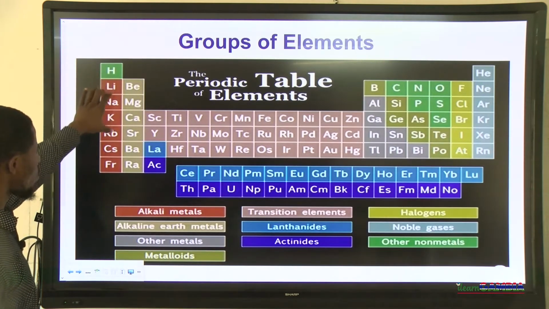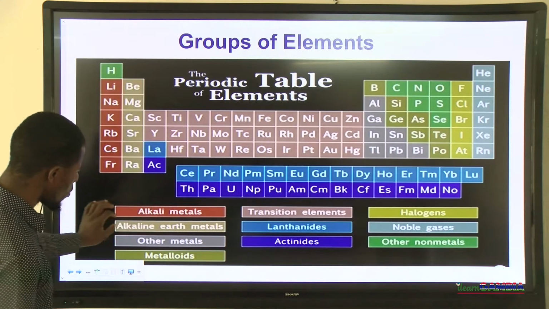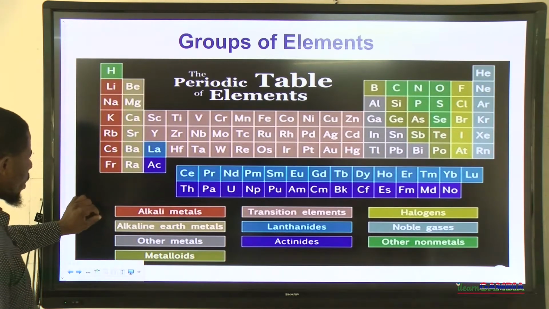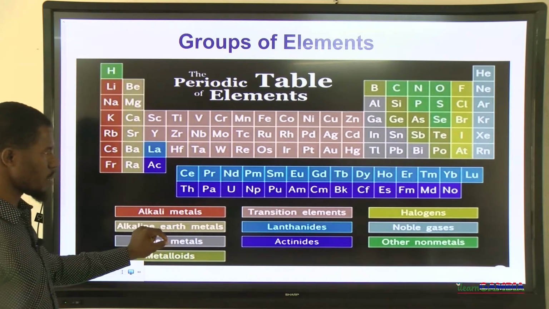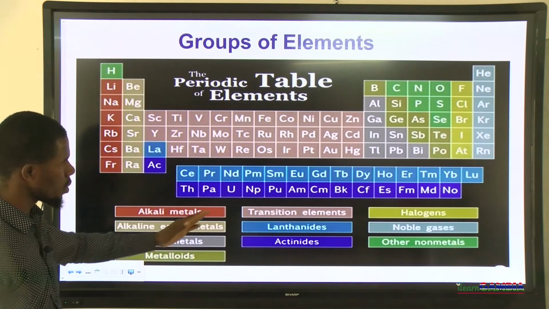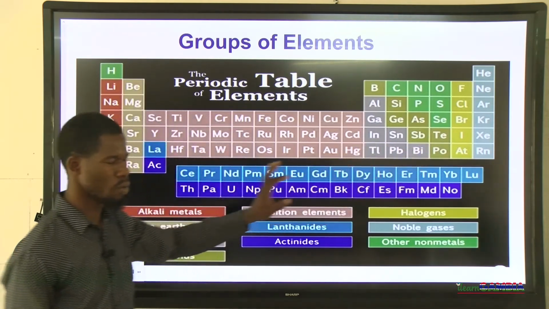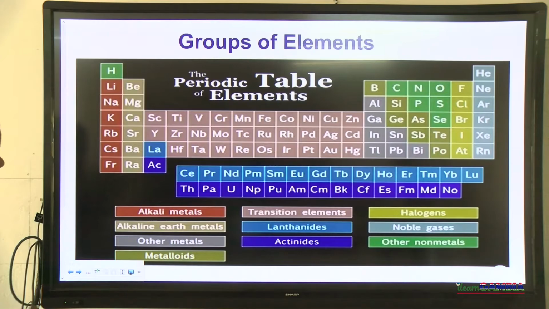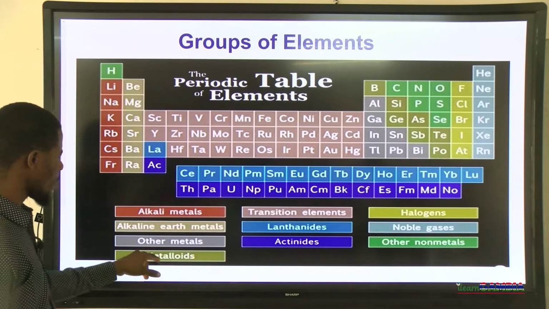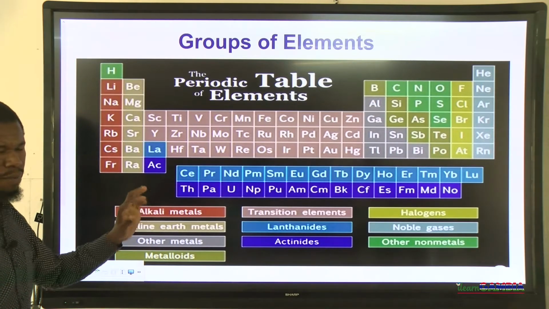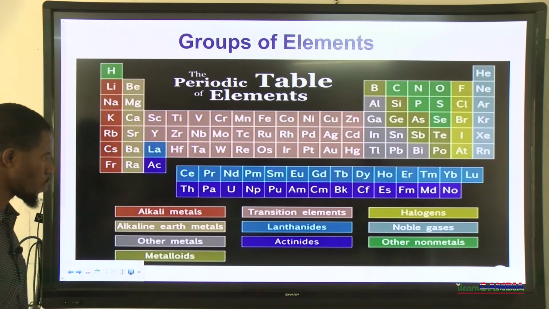The ones that are in red color are called the alkali metals. The ones in light yellow color are called alkaline earth metals. The gray color are other metals. The ones in gray color, under the boron family, moving towards bismuth here, we are not looking at. They are referred to as other metals. The one that is sea green are the metalloids, that is half metals and half non-metals. Those are the ones that we call metalloids. We will explore that later.